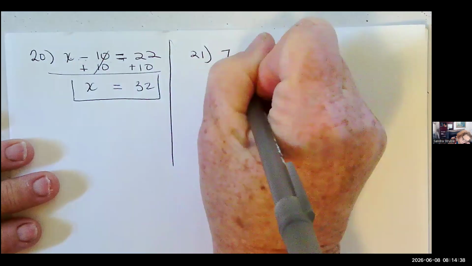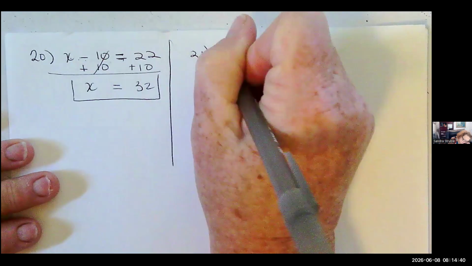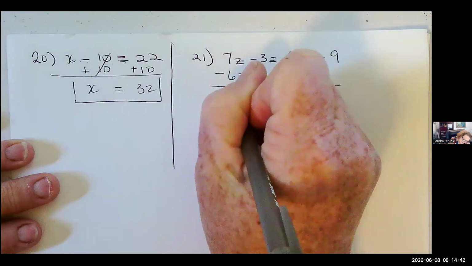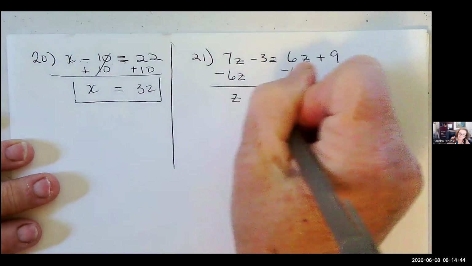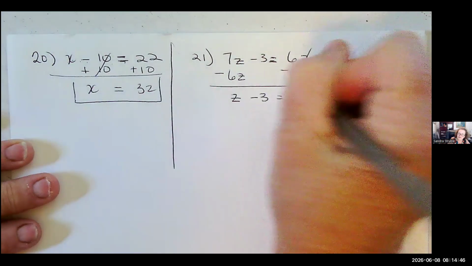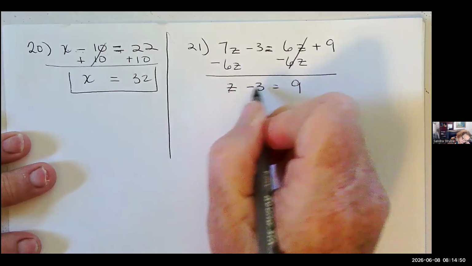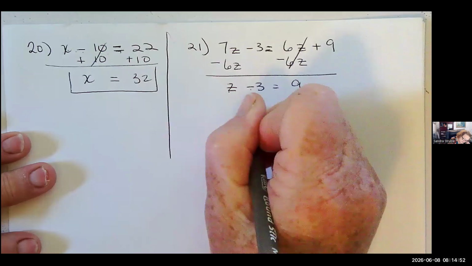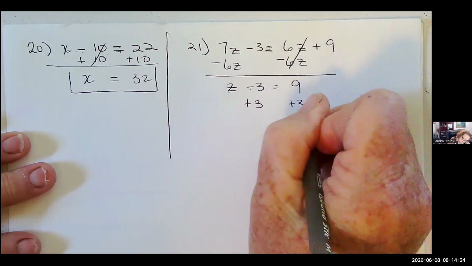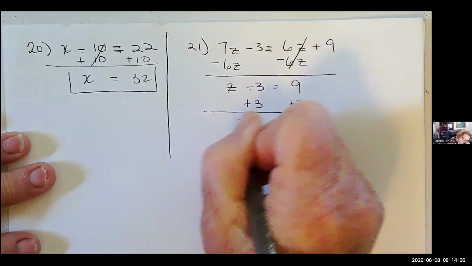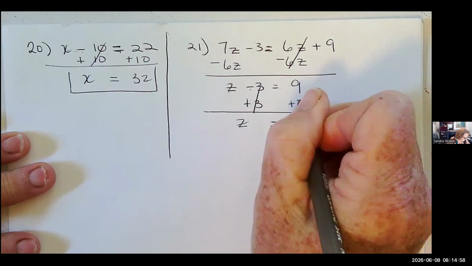7 minus 6 is 1. So just z minus 3 is equal to 9. It's gone. Z is attached to 3 with a subtraction, so we have to add 3 to both sides. Gone. Z is equal to 12. All right.